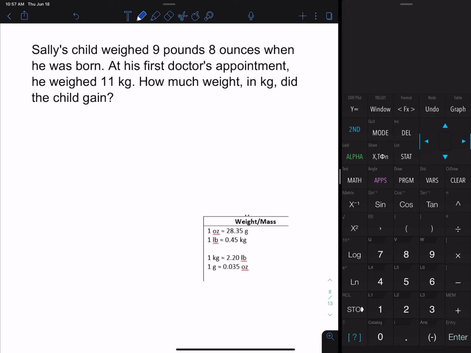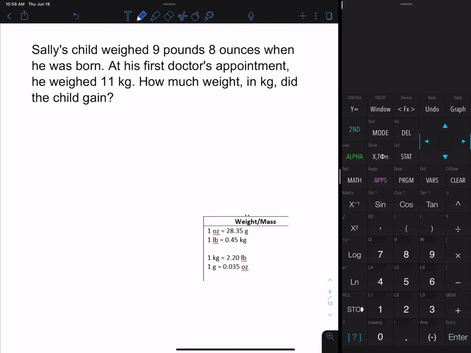Let's look at some word problems dealing with conversions. Sally's child weighed 9 pounds, 8 ounces when he was born. At his first doctor's appointment, he weighed 11 kilograms. How much weight in kilograms did the child gain?